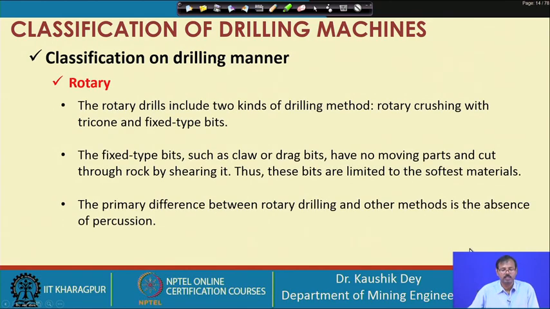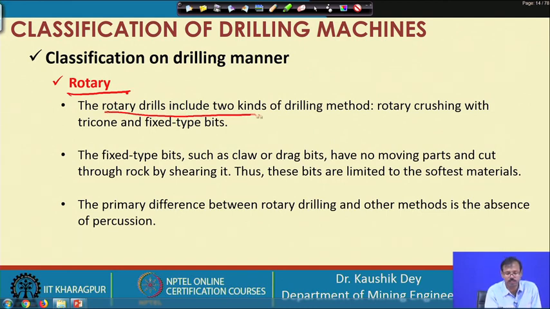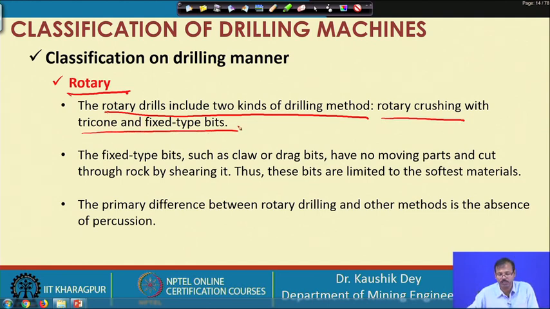So, the next classification of drilling is rotary drilling. We have already discussed rotary drilling a little bit. Rotary drilling basically includes two kinds of drilling methods: rotary crushing with a tricone bit, and with a fixed bit. So, what happens in rotary drilling?